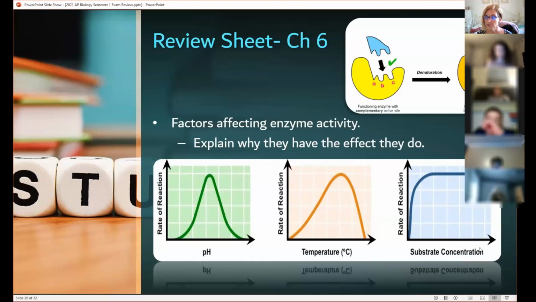When you talk about concentrations, the greater the concentration, the greater the rate until you've reached a point of saturation. So at that point, all enzymes are used. You can't go any faster than that.